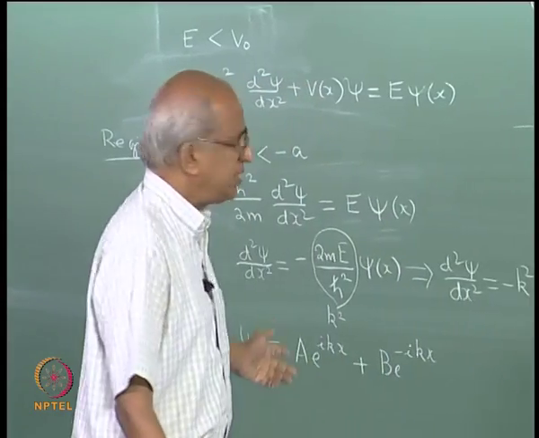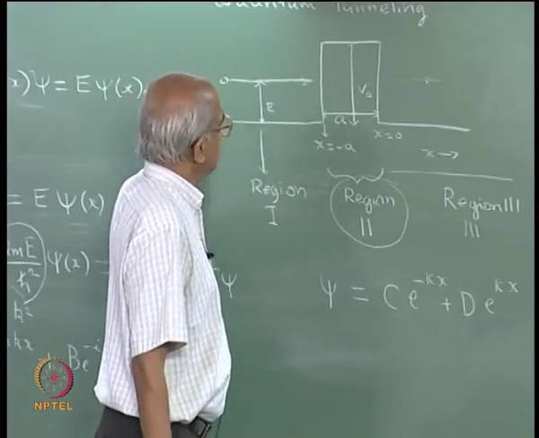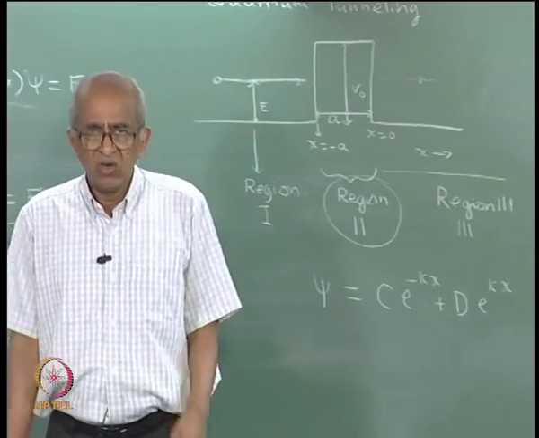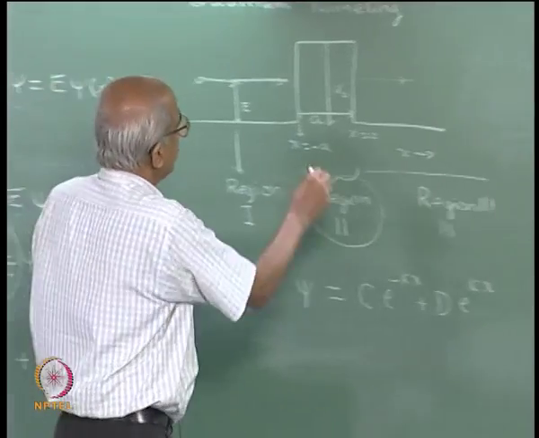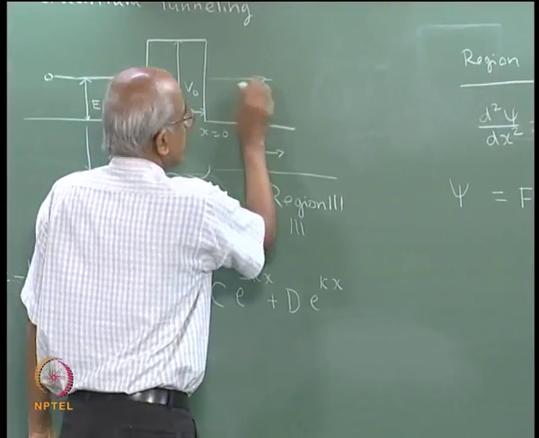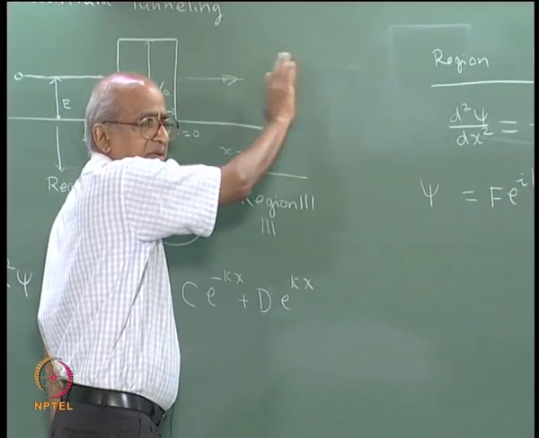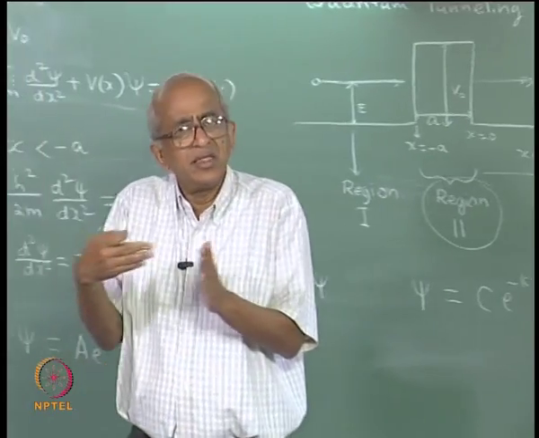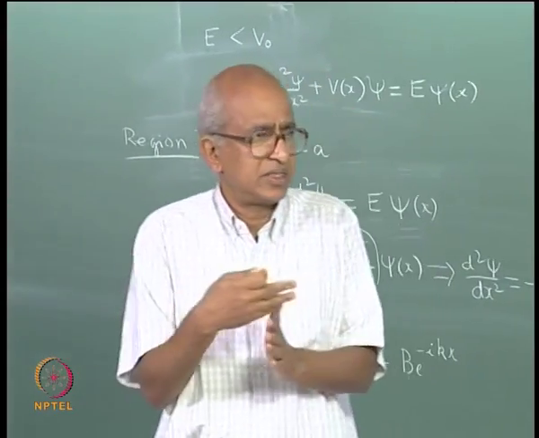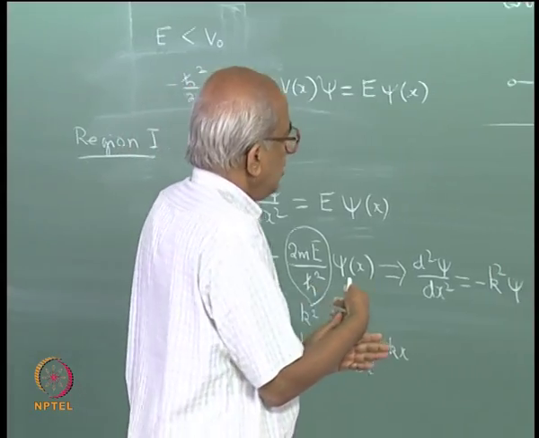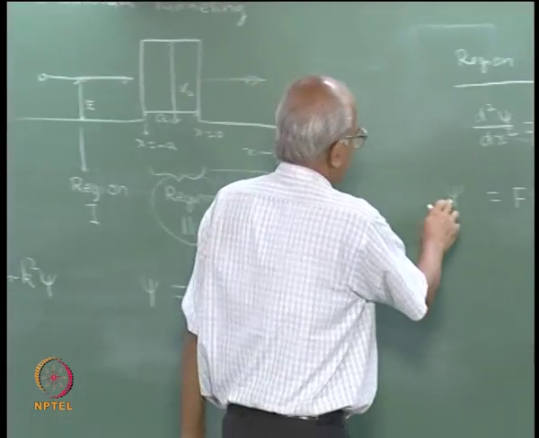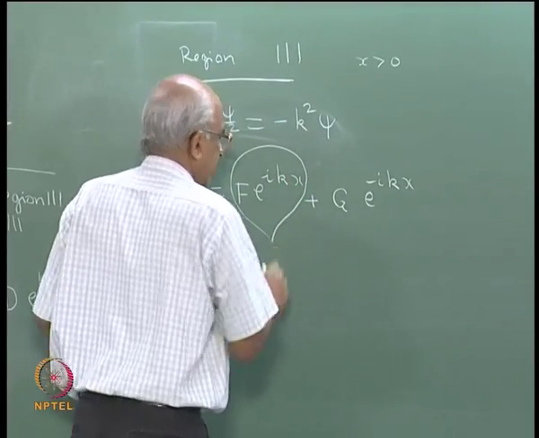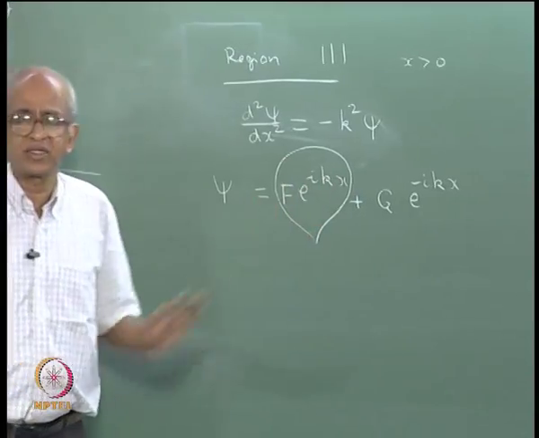Now what will happen? Maybe some of them will get reflected, some of them will pass through the barrier and come out on the other side. But the particles which are coming out on the other side, what do you expect? You expect that all of them will be moving in the positive x direction, none of them will be moving in the opposite direction. And therefore, if you look at this wave function, this part represents particles which are moving in the positive x direction.